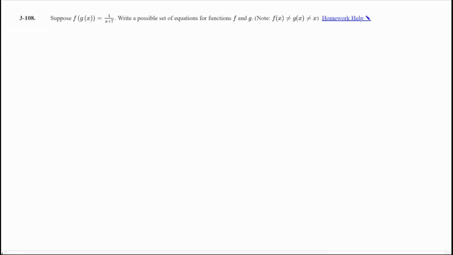So here we're saying suppose f of g of x equals 1 over x plus 7. We're asked to write possible sets of equations for f and g.